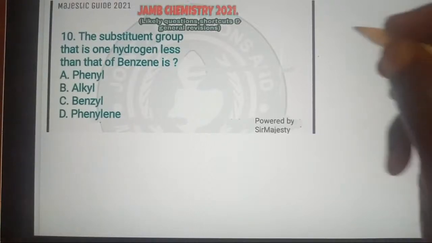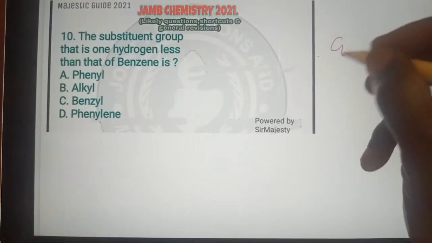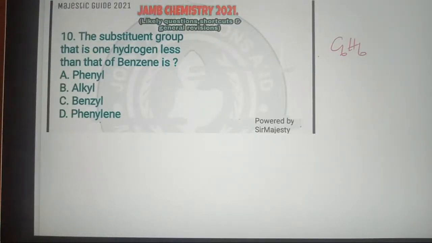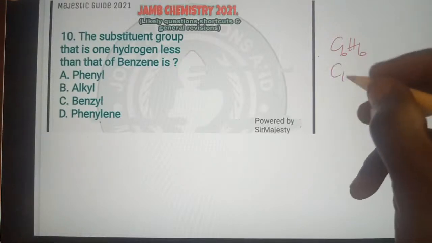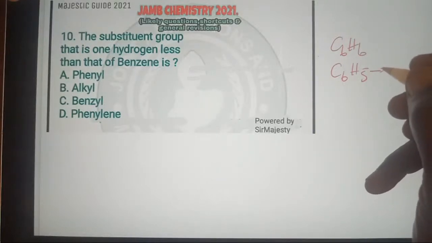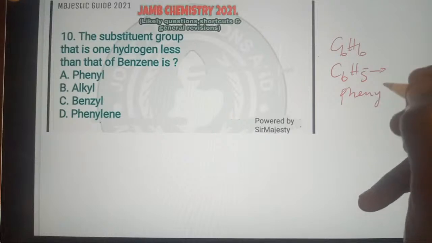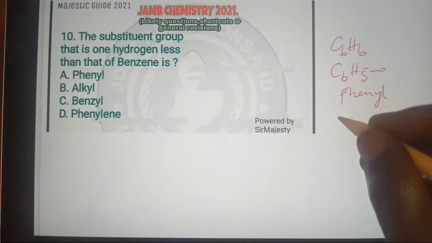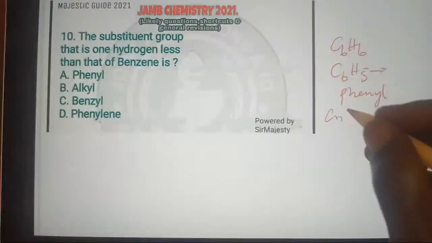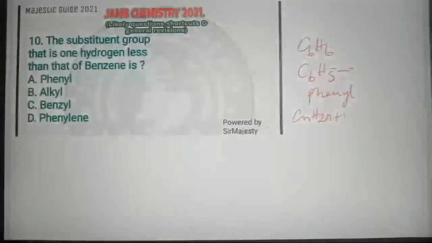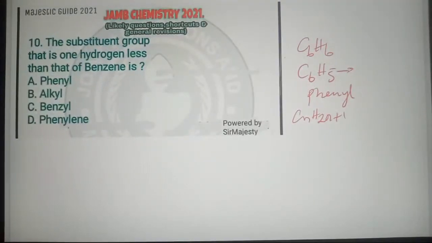Then, as we all know, benzene is written C6H6. Then they are asking us for the one that is one hydrogen less, and that should be C6H5. This is what we call the phenyl group. So the correct answer is phenyl. Then alkyl, as you know, is just methane minus one hydrogen, which gives CnH2n+1.